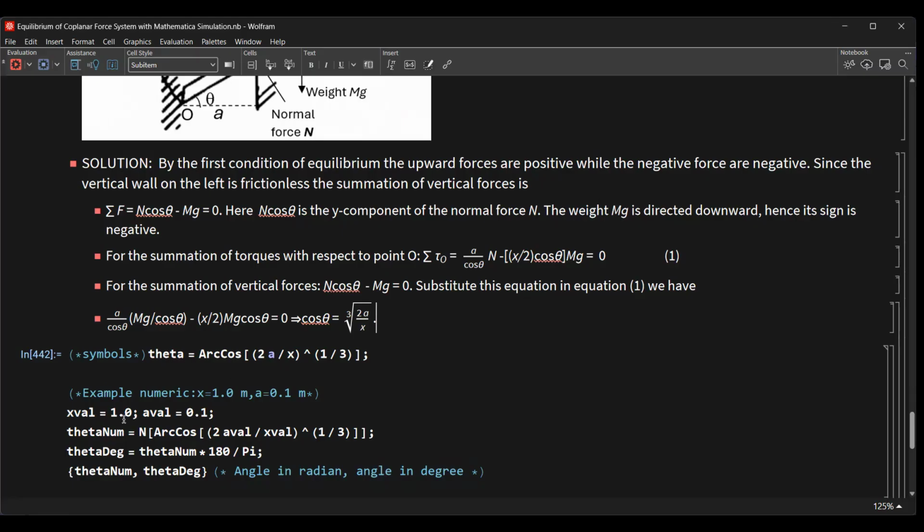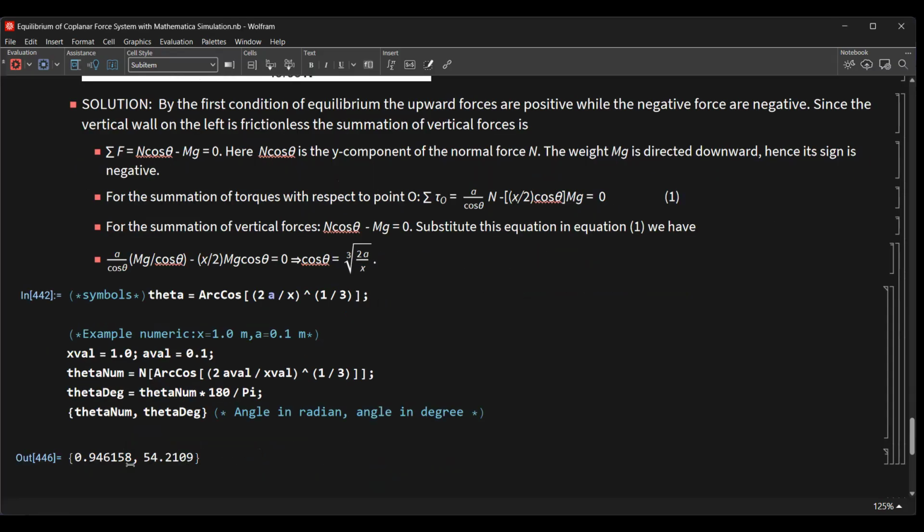Then we have the x value equal to 1. Then the a value here is equal to 0.1. Then we have the angle in radian, arc cosine of the 2a value over x value raised to 1/3 for the cube root. Then we have theta in degree. The angle in degree is 180 over pi times the angle in radian, which is this arc cosine of 2 times the a value over the x value. So we have the value here.